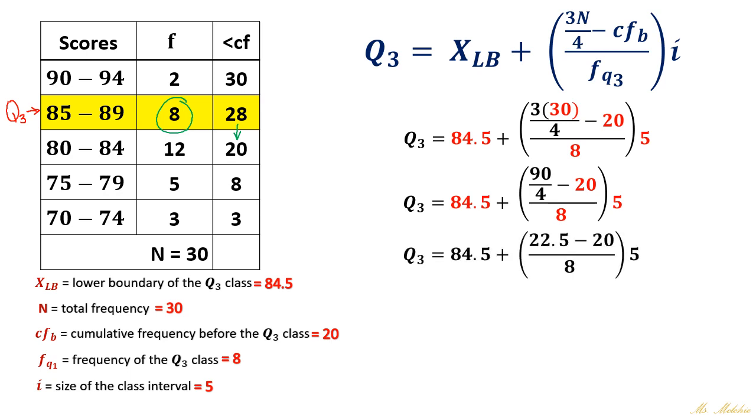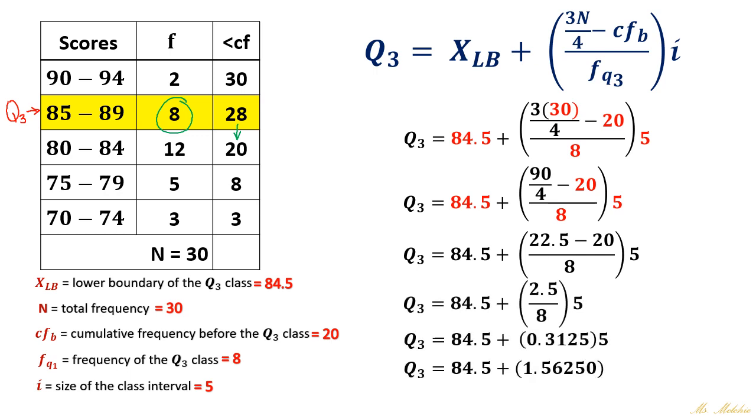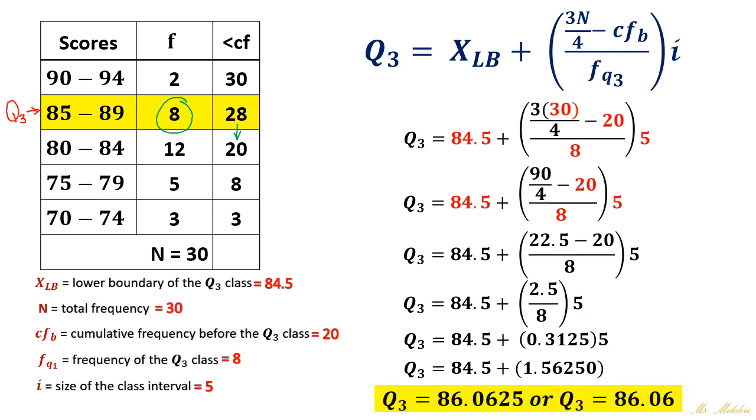So we're going to process first those inside the parentheses, and we would have here 84.5 plus 1.5625. Here we are not allowed yet to round off. Take note that you are supposed to round off always at the final answer. So we have our Q3 is 86.0625. Round this off to the nearest hundredth, so you will have 86.06, and this would be your final answer.